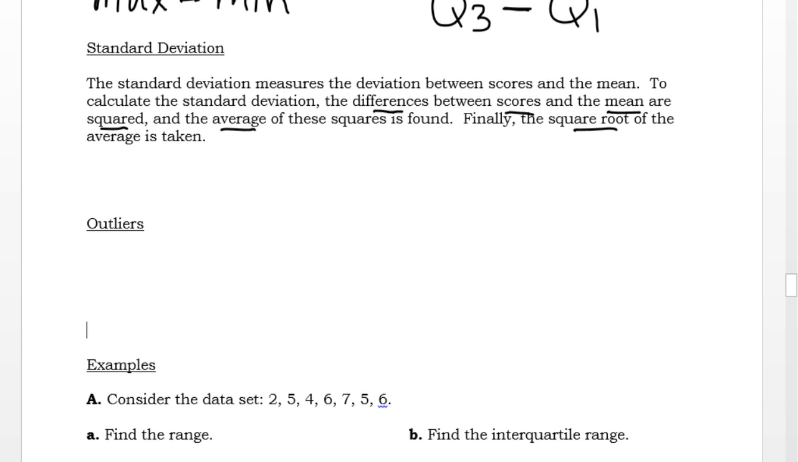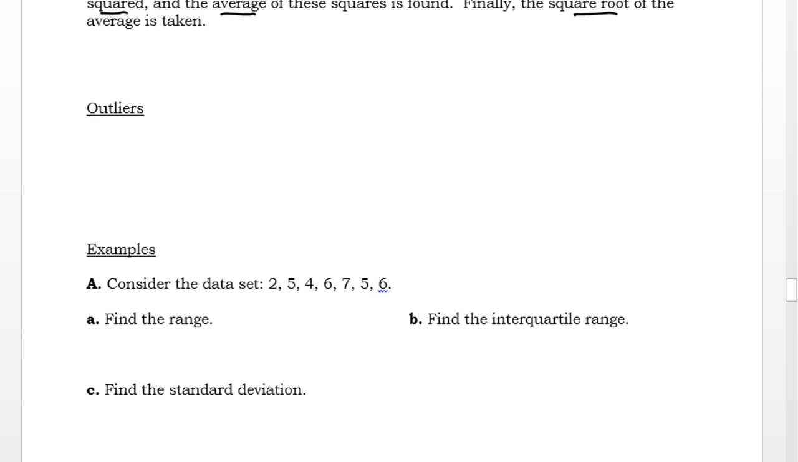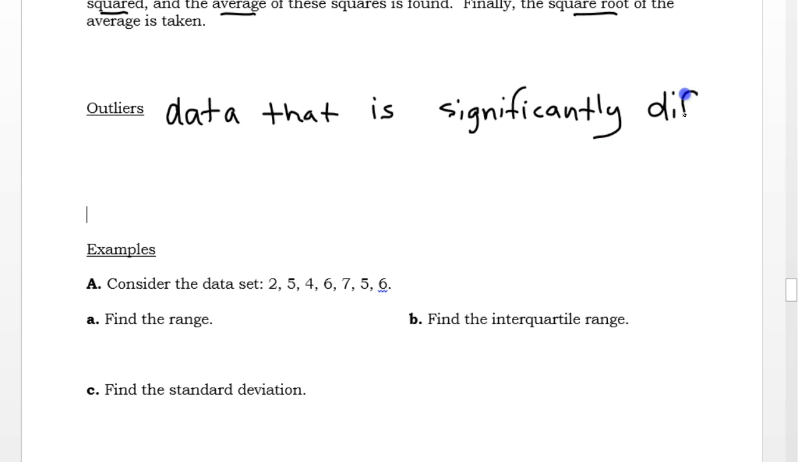The last piece of the notes is outliers. An outlier is a data point that is significantly different from the rest of the data. Now there are different rules on what constitutes significantly different. We're going to use the mathematical rule of being more than 1.5 interquartile ranges from the quartiles.